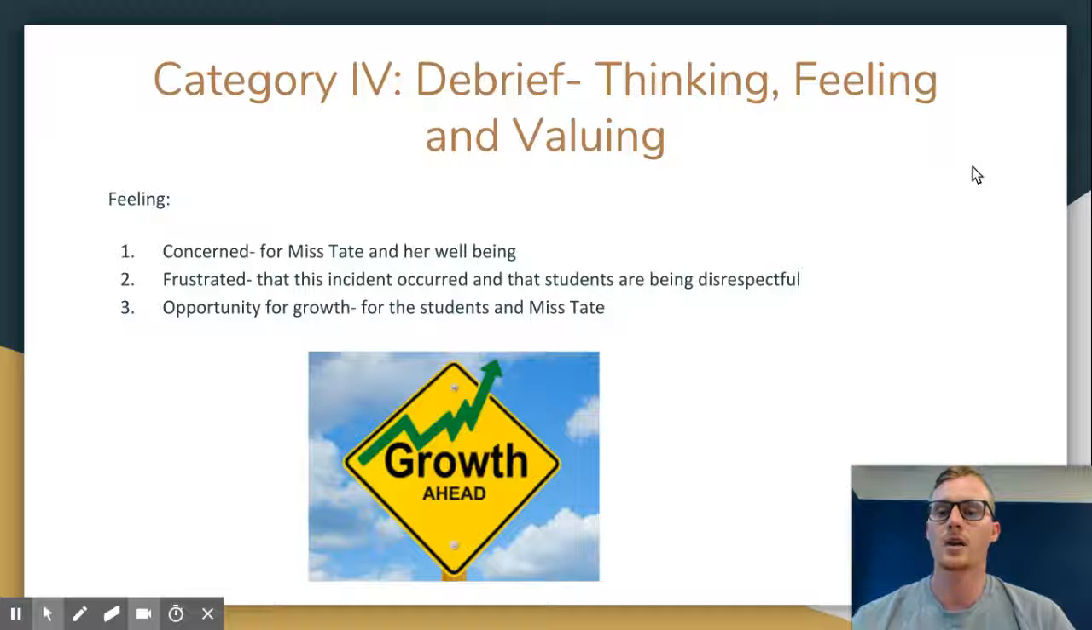And number 3, I'm hoping that this can be an opportunity for growth, not only for the students involved, but Ms. Tate. Hopefully that we can rebuild that relationship, that trust, and we can move on and grow from this experience.